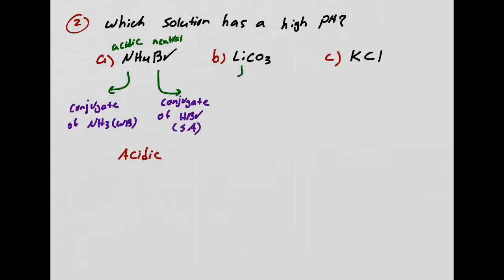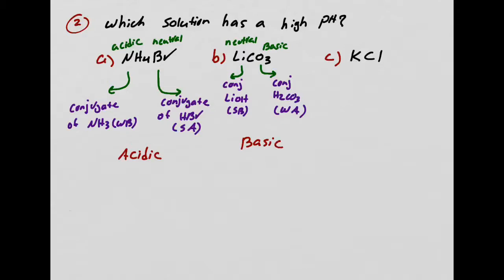So lithium carbonate. Lithium is a conjugate of lithium hydroxide, and lithium hydroxide is a strong base. You guys agree? Okay. Carbonate is a conjugate of carbonic acid, and carbonic acid is a weak acid. So lithium comes from lithium hydroxide, a strong base, and the conjugate of a strong base is neutral. Carbonate comes from carbonic acid, a weak acid. If you're a conjugate of a weak acid, you're going to be a conjugate base, so basic. I have neutral and I have basic, so my pH is going to be basic.